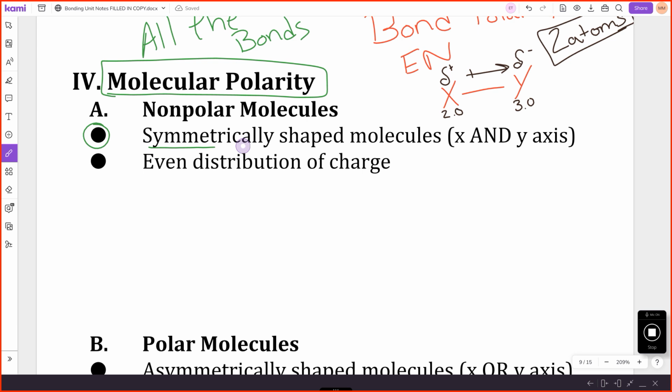Molecules that are symmetrically shaped will be considered nonpolar molecules, and the reason is they have an even distribution of charge. I'm going to give you a couple of examples, and hopefully you can understand what is meant by an even distribution of charge. I'll start with one of the easiest ones to see, and that would be methane, CH4.